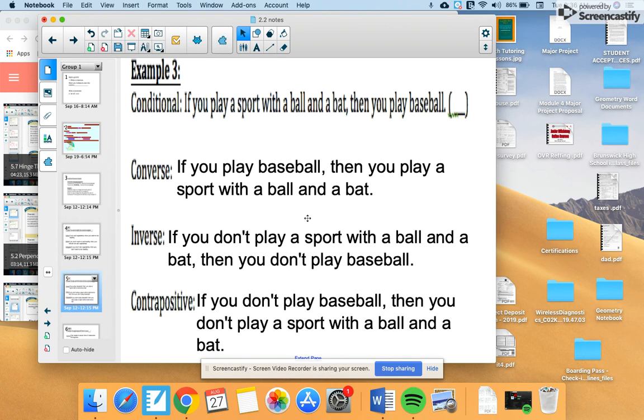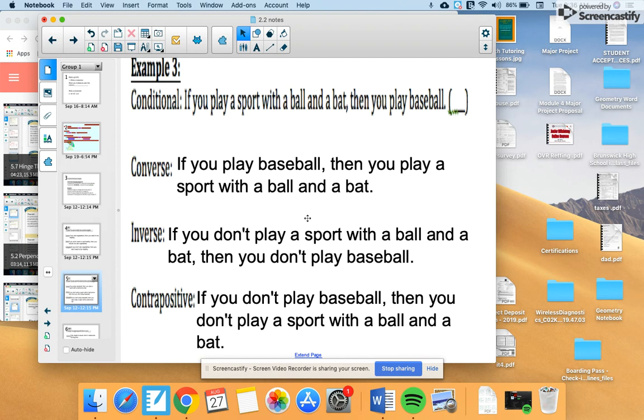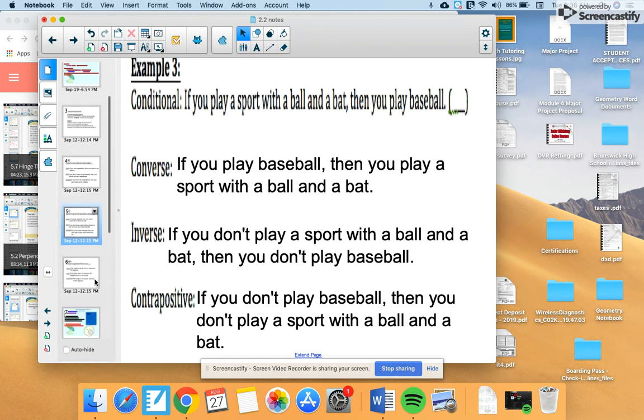So go ahead, check your answers there and see what you need to fix. Again, the wording could be a little bit different, but the biggest thing you want to pay attention to is if the hypothesis and conclusion are switched, that you have it flipped, and if you're supposed to negate it, that you have it negated in some way, shape, or form.